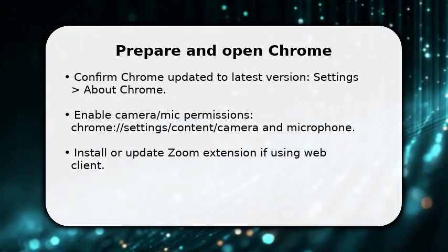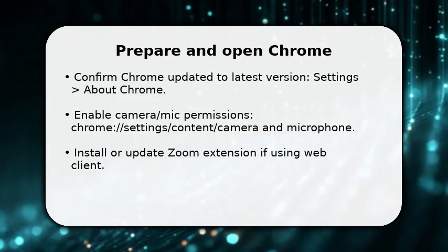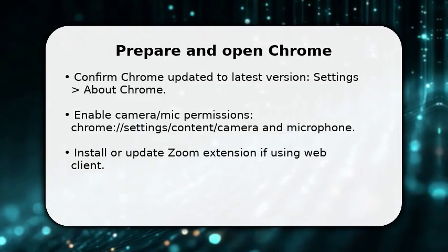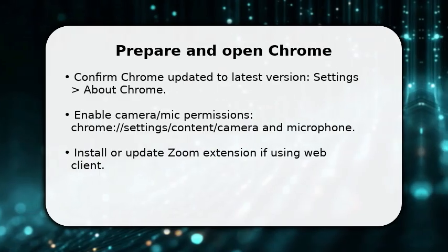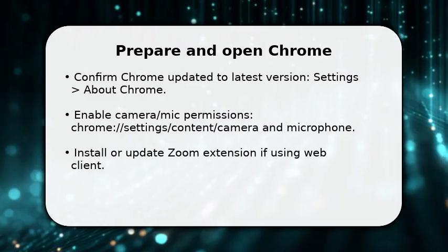You start by making the browser ready. Open Chrome and update it to the latest release so features and security patches are present. Once done, check camera and microphone permissions in Chrome's content settings so Zoom can access devices.